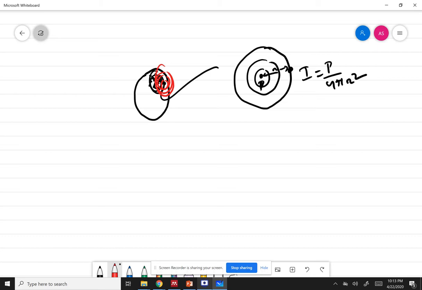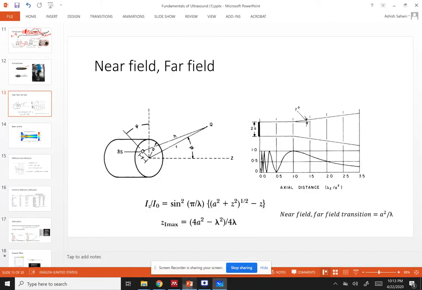Since a great majority of transducers used in medical applications are made up of circular discs, we shall consider the field surrounding such a transducer. So this is a circular disc transducer or a piston type transducer.